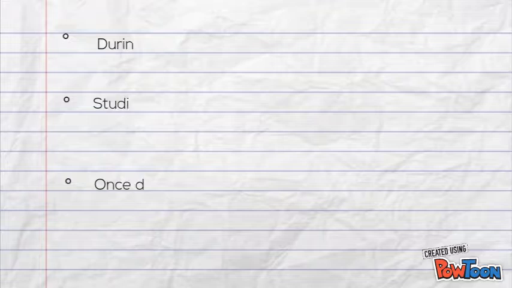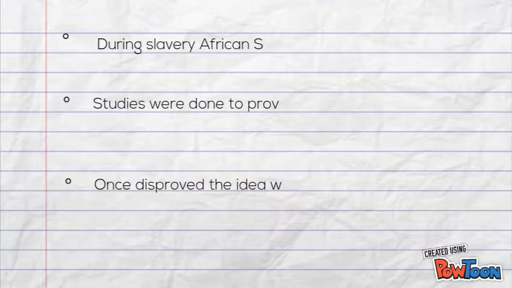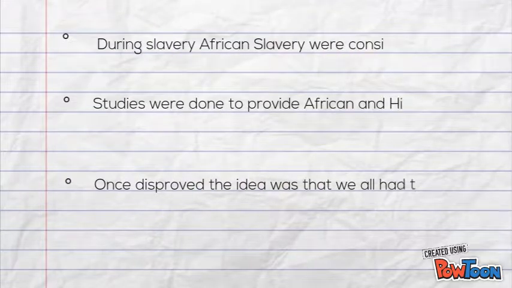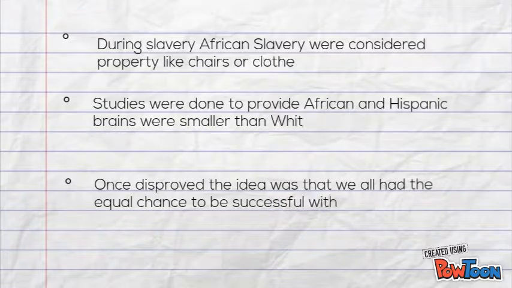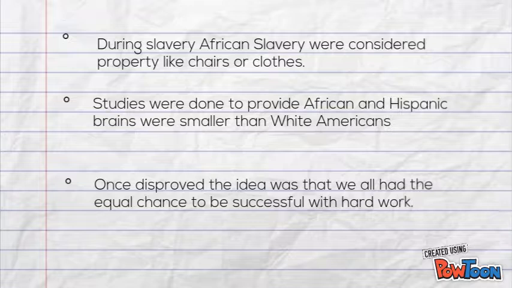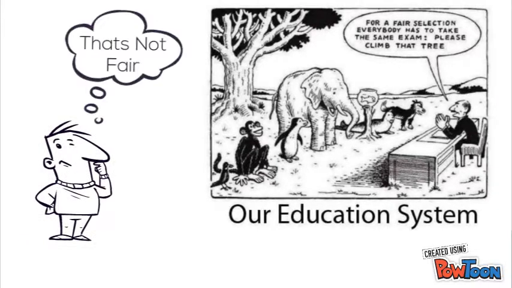During slavery, African slaves were considered property like chairs and clothes. And then after slavery, studies were done that proved African and Hispanic brains were smaller and less competent than white Americans. Lastly, once that was improved, the idea was that if we all work hard, there's an equal chance for us to be successful. The deficit model brings into account that we all have the same equal opportunity to achieve the same goals, like depicted in this picture.